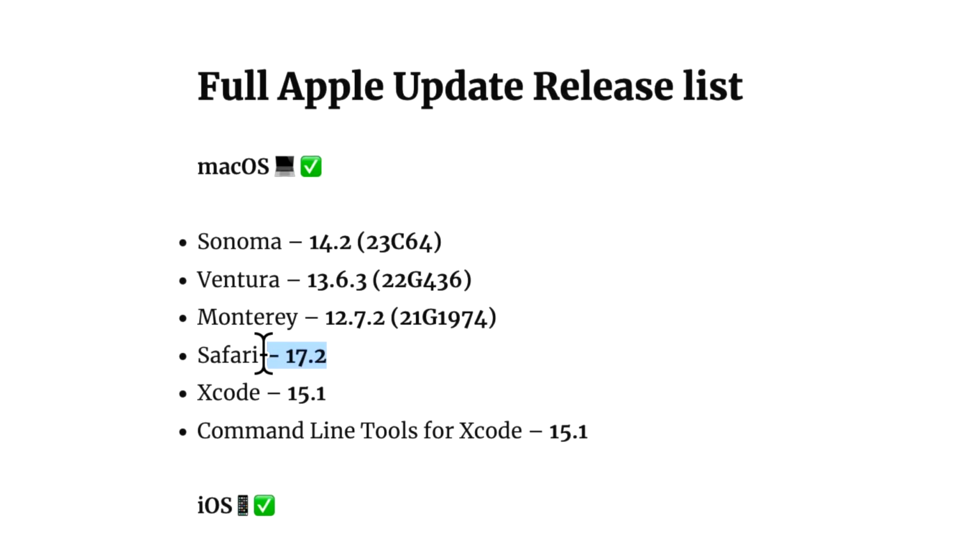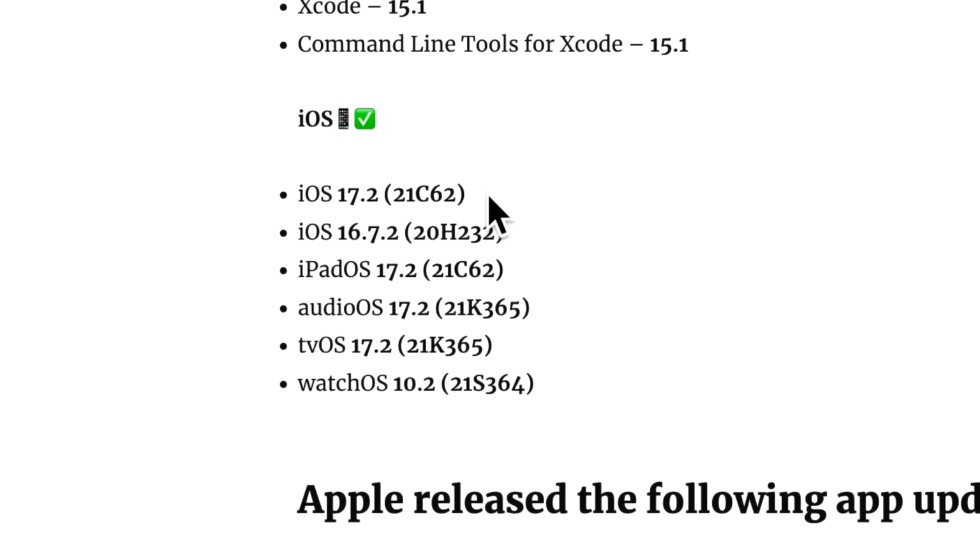Apple also released Safari 17.2, Xcode 15.1, and Xcode command line tools 15.1. On the iOS side, we've got iOS 17.2. iOS 16.7.2 was released for any iOS device that cannot install iOS 17, iPadOS 17.2, audioOS for your HomePod 17.2, tvOS 17.2, and watchOS 10.2.